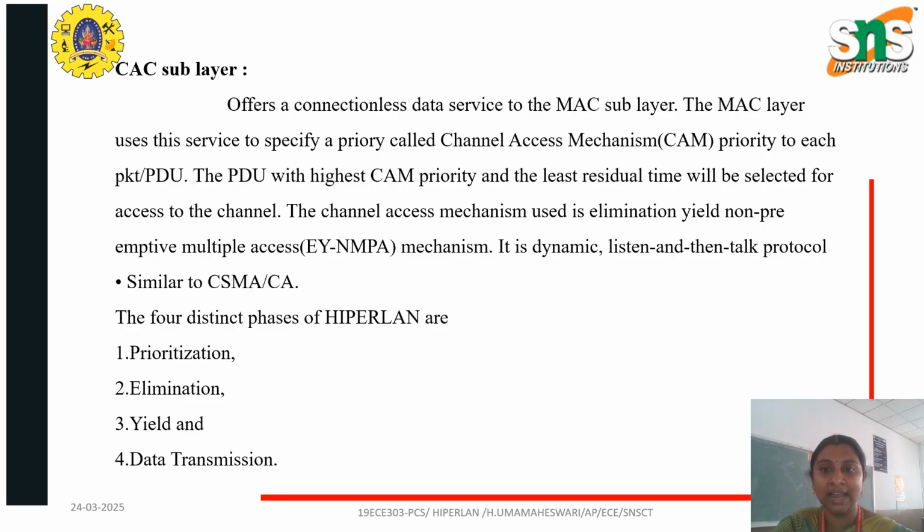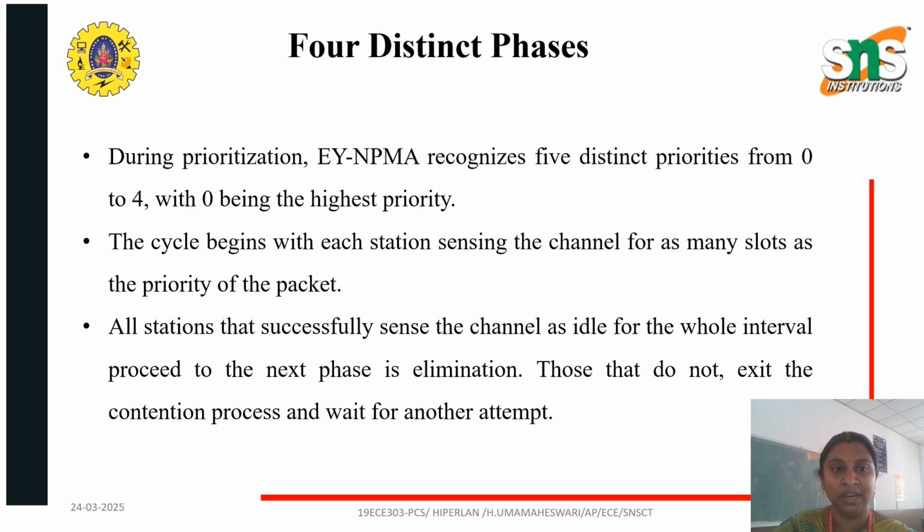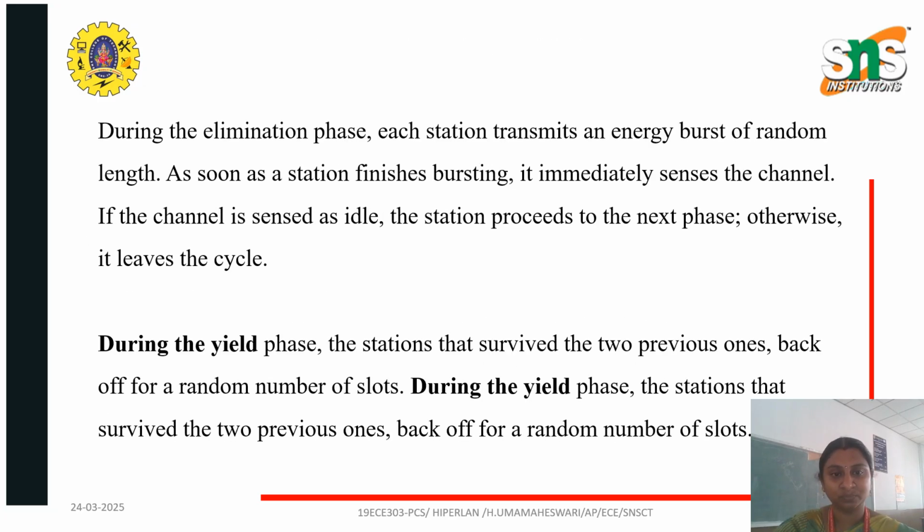It is a dynamic, listen and then talk protocol. The four distinct phases of HIPERLAN are prioritization, elimination, yield and data transmission. In the first one, prioritization, it uses 5 distinct priorities from 0 to 4, with 0 being the highest priority. The cycle begins with each station sensing the channel for as many slots as the priority of the packet. All the stations that successfully sense the channel as idle for the whole interval proceed to the next phase, which is elimination. During the elimination phase, each station transmits an energy burst of random length.